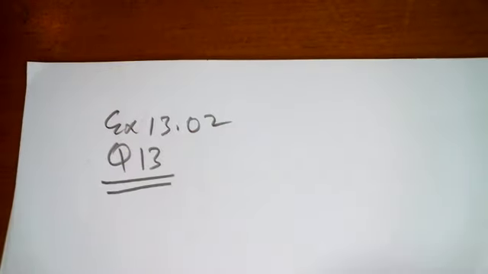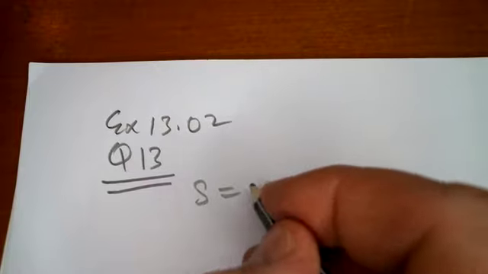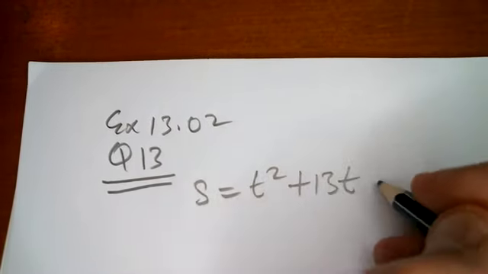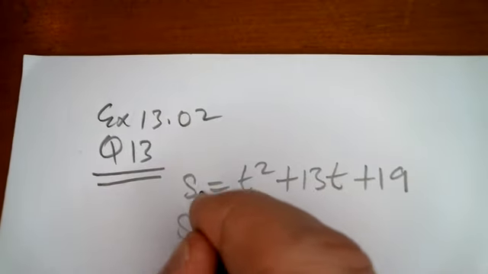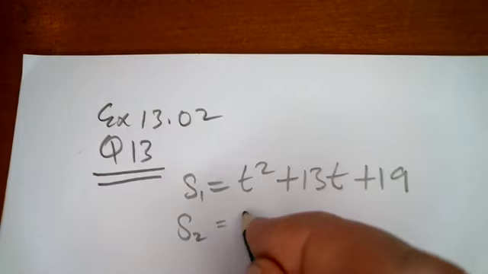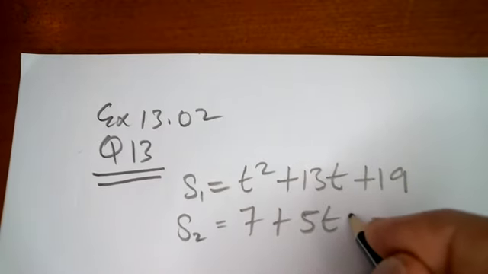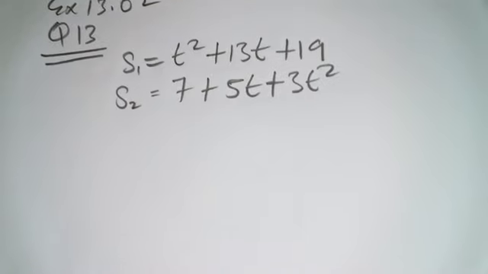So I'll write things, so it's exercise 13.02, and we're doing question 13. All right, so I've got S is equal to, and I'll write this out, t squared plus 13t plus 19. And I'm looking at S, that's S1. S2 is equal to 7 plus 5t plus 3t squared.